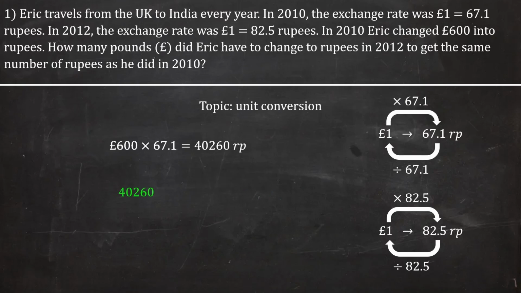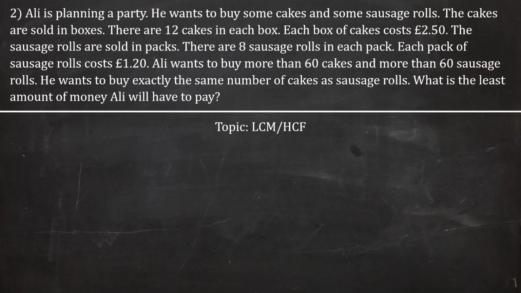Then we work out how much he would get back in 2012. So we have 40,260 rupees. We're going from rupees to pounds, so we're going to divide by 82.5. Remember the conversion changed, which gives you 488 pounds. Final answer.